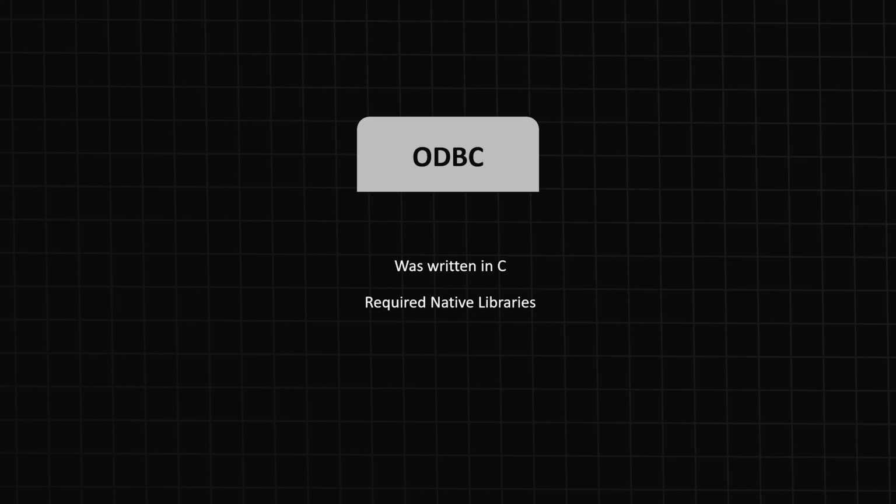The native libraries are the libraries that are required to execute any operations on the database. And the ODBC is also platform dependent. So Java could not directly use the ODBC. So Java created a bridge. Now let's understand the whole architecture one by one.